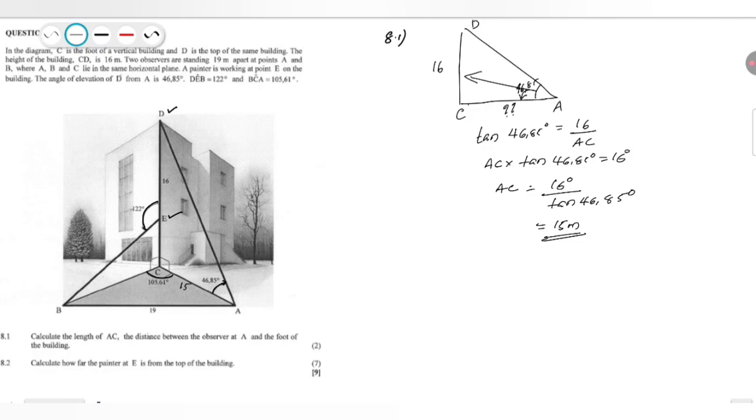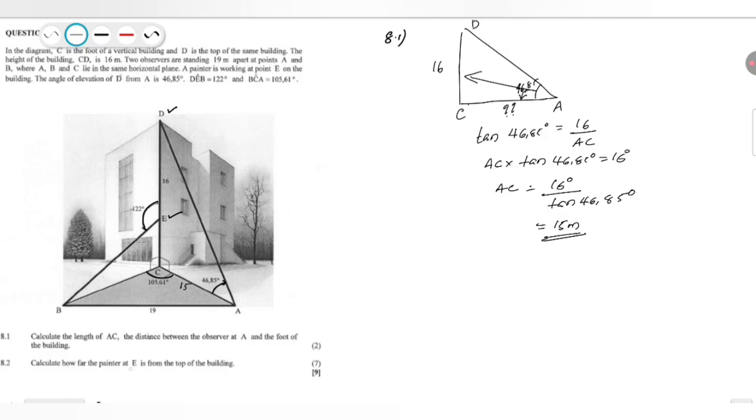Remember, when it comes to finding a side, if that side is part of a right angle triangle, things are very easy. Just draw the right angle triangle and plot everything there, and check what things are available. If one acute angle and one side are available, or even two sides, you can find the rest of the things on a right angle triangle. Now we can go to the next question, 7 marks, 8.2.